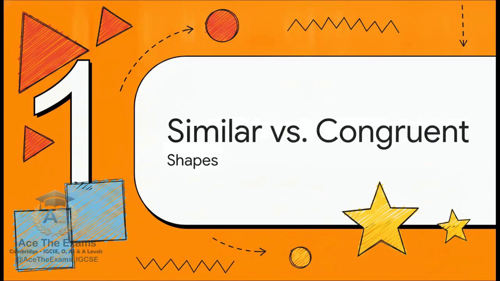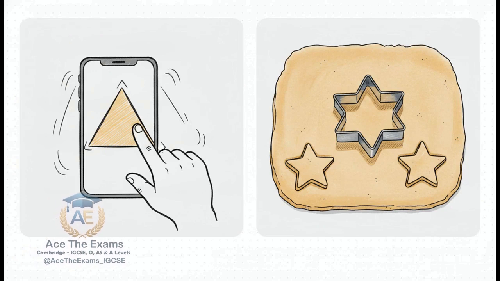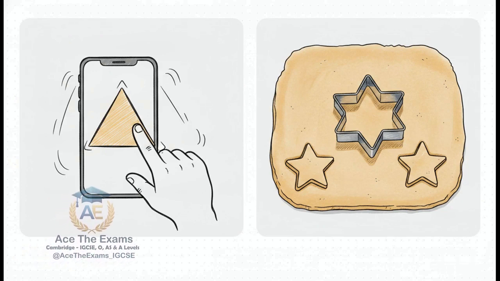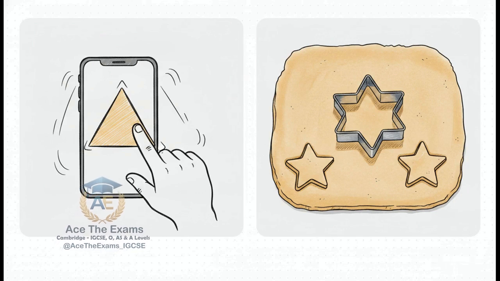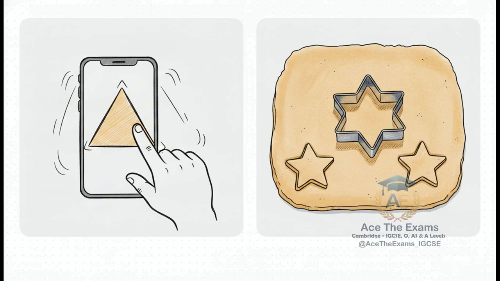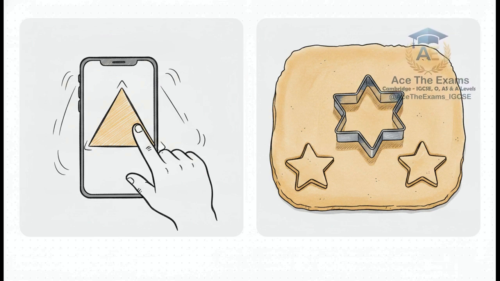Section 1. Similar versus congruent shapes. To start building our toolkit, we first need to understand the big picture difference between these two foundational concepts. It is entirely about the relationship between size and shape. I like to think of similarity like pinching and zooming on a photograph on your smartphone. The image looks the exact same, the angles haven't changed at all, but the side lengths are stretched out in perfect proportion. You're just scaling it up or down.